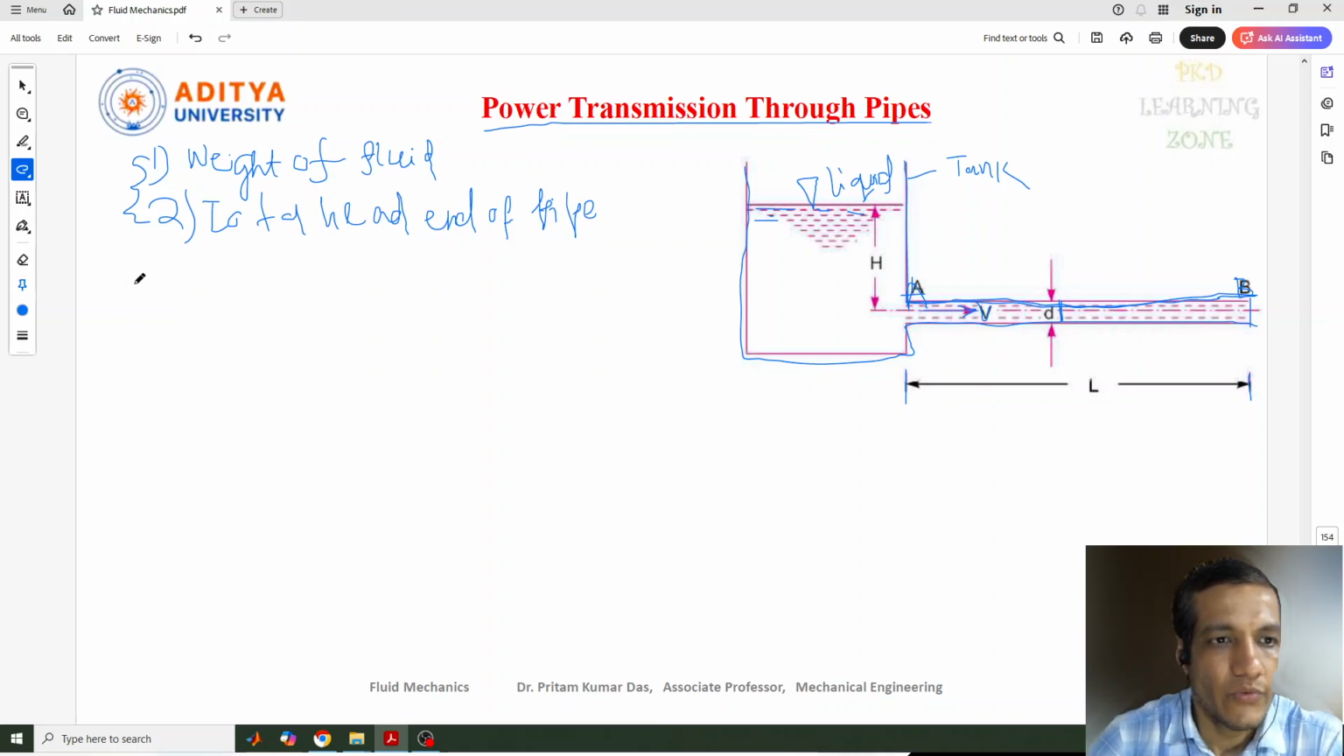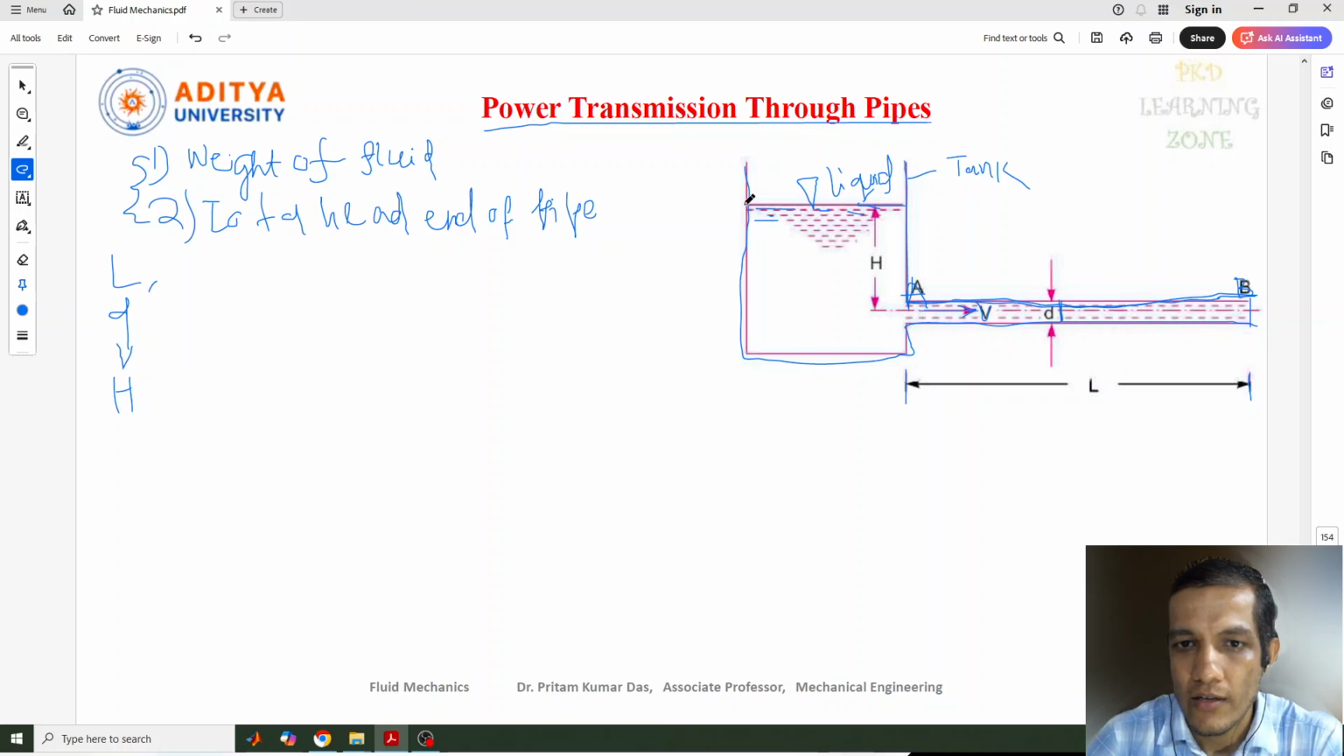So what are the parameters we are considering here? First one is L, the length of the pipe. Next is D, the diameter of the pipe. And next is V, the velocity of the fluid flowing through the pipe. Next is H. H is the total head which is available at the inlet of the pipe.